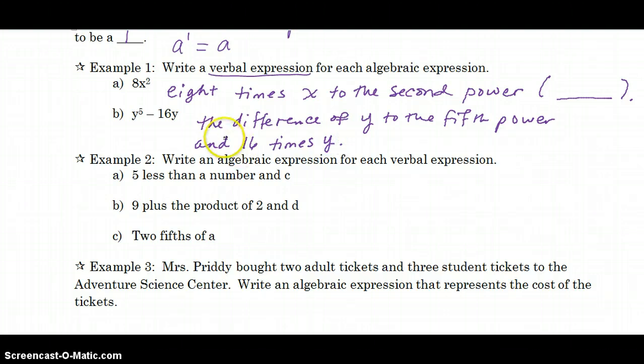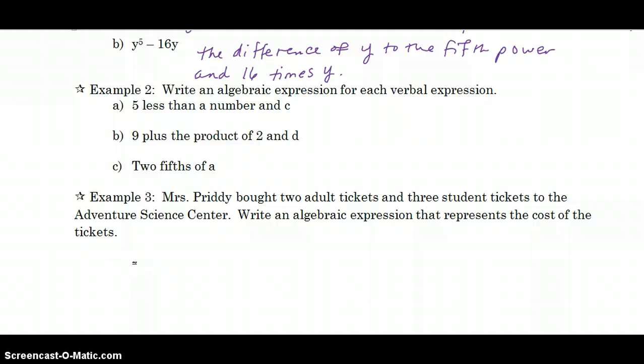Now, I'd rather you not say y to the 5th power minus 16y, but if you say that, it's not incorrect. Okay, in example 2, write an algebraic expression for the verbal expression. So now they're going to give it to us in words, and we're supposed to write it out algebraically. The very first one that we come to is one that most students have a really hard time with.